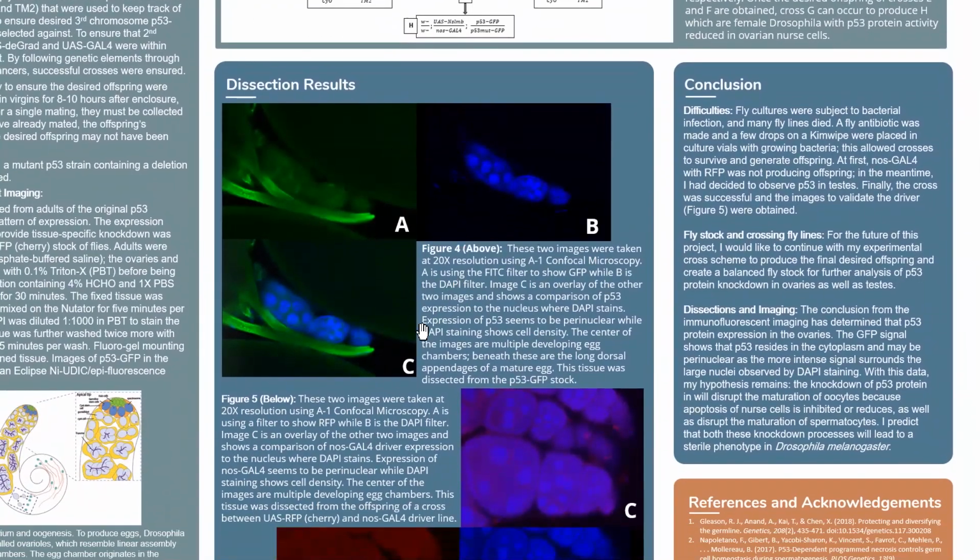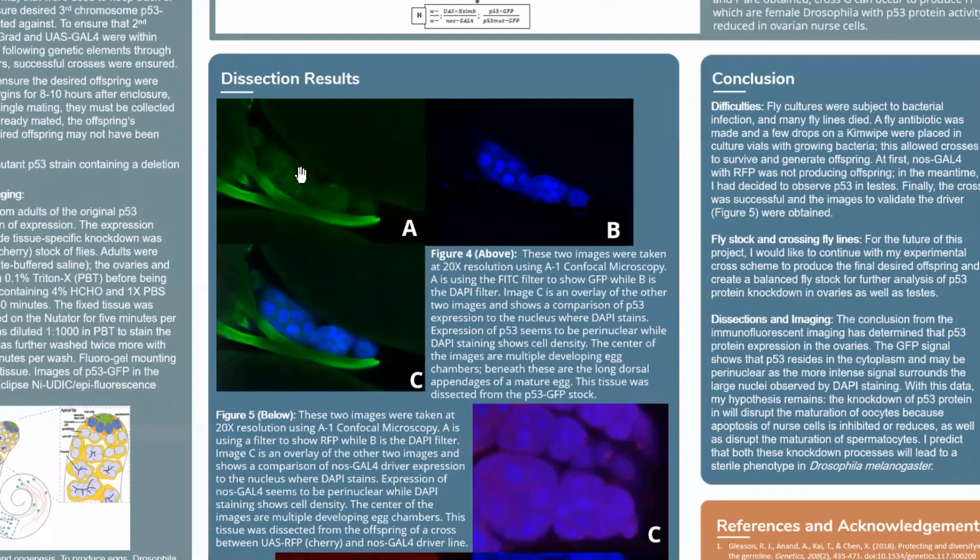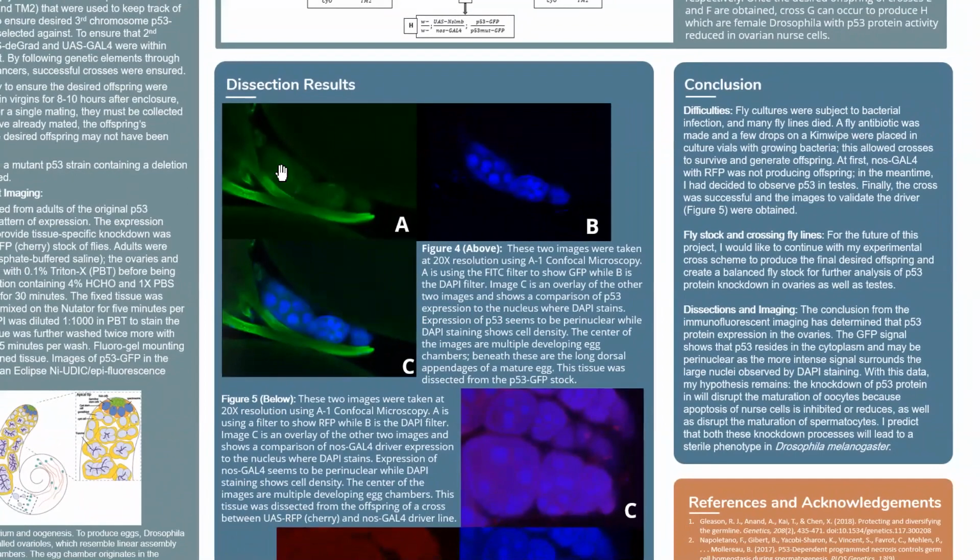Here, this top set of images were taken on the A1 confocal microscope. The first image is the GFP expression. So all the green staining is showing where P53 is. And we can see that it surrounds the nuclei within the egg chambers, the developing egg chambers. These right here are the dorsal appendages of a mature egg. So the mature egg is in this top corner here.